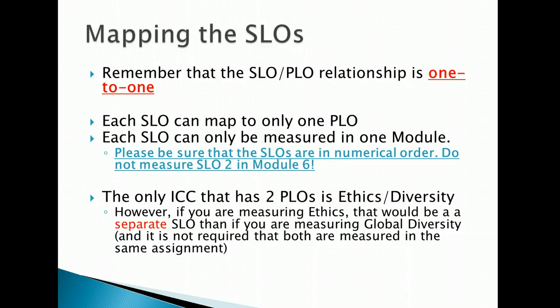The only institutional core competency that has two program learning outcomes is ethics and diversity. However, if you're measuring ethics, it is going to be a separate SLO than if you're measuring global diversity. You can measure them in the same assignment, but each one will have its own student learning outcome mapped to the program learning outcome, which is either ethics or global diversity.